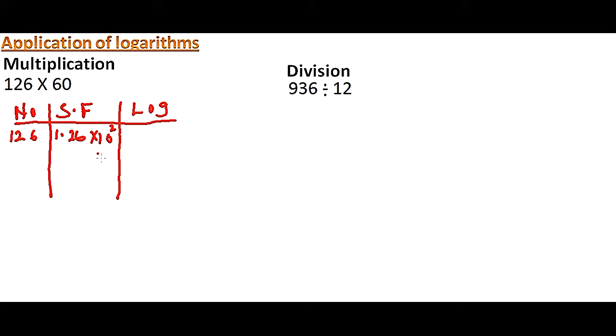We can now write this number in terms of logarithm in a better way, because we take 2, which represents 10 to power 2, and then we get the logarithm of 1.26, which gives us 0.1004. Then we go to 60. The standard form is 6.0 multiplied by 10 to power 1. So the logarithm of 10 to power 1 is 1 point. The logarithm of 6 is 0.7782. And since it is a multiplication, we add the logarithms.